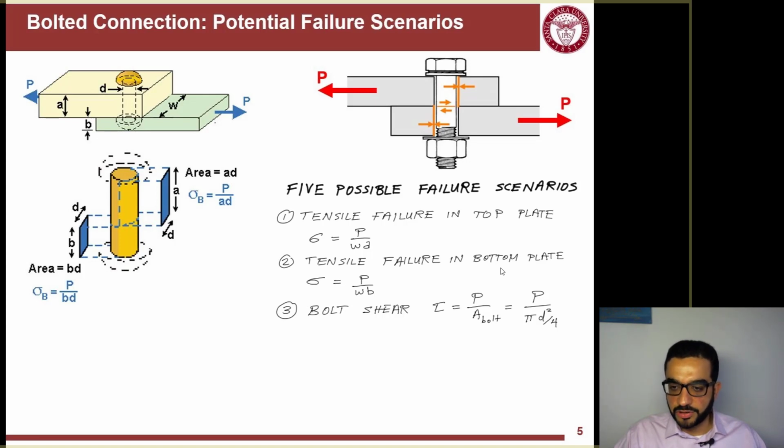It's the shear stress, P over the area of the bolt, and if we say the diameter of the bolt is D, then we can calculate the circular area of the bolt.